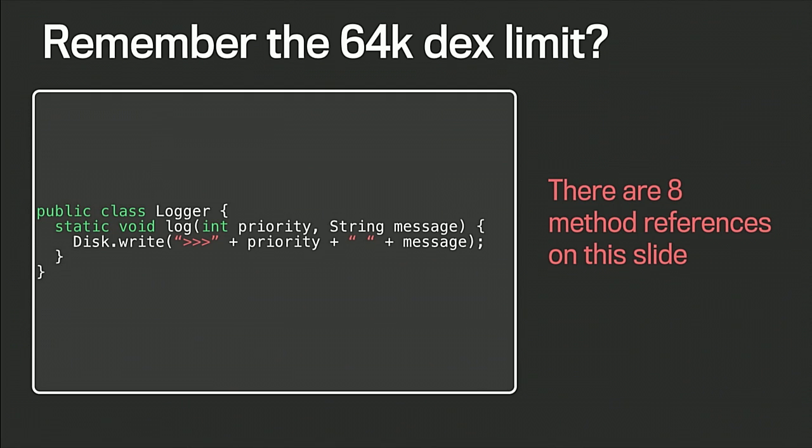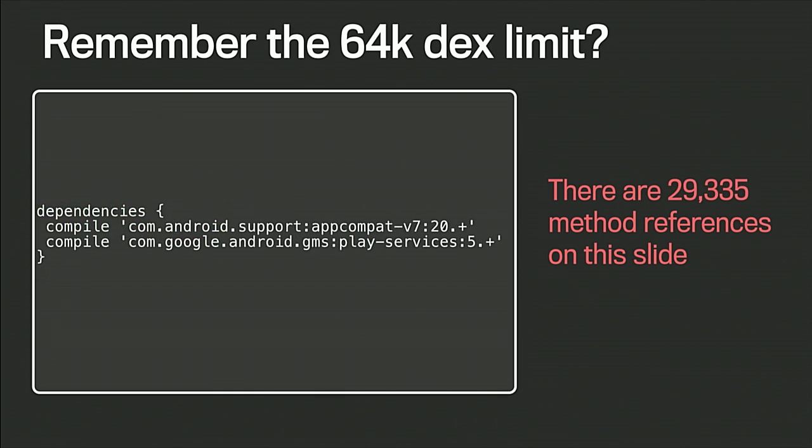Another thing that can cause your method reference count to go up really quickly is importing any third-party libraries. They tend to have a lot of features. You might not be using all of it. So for example, if you want to do something as simple as receiving push notifications in your app, you'll go to the Android developer documentation site. It'll say, oh, you need to use Google Play Services in your app. Put these 2 lines in your build.gradle file.